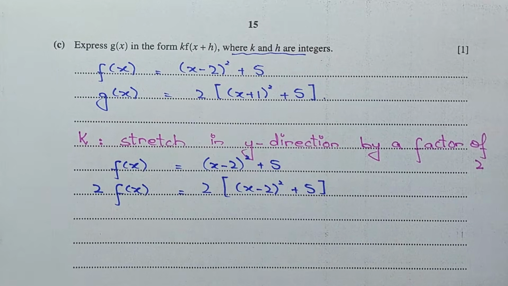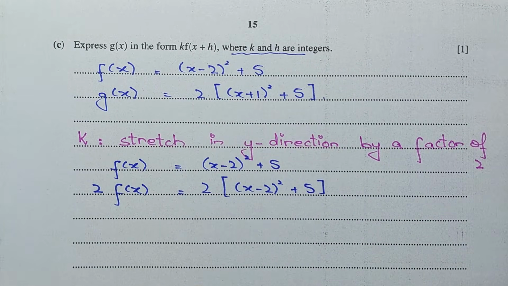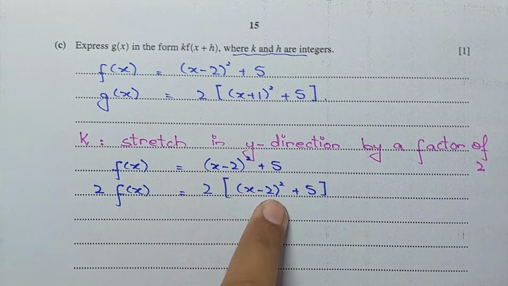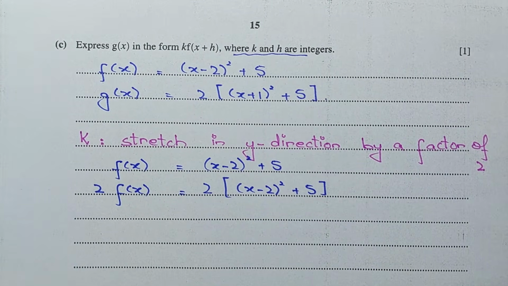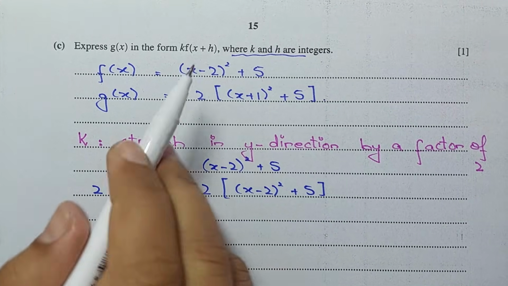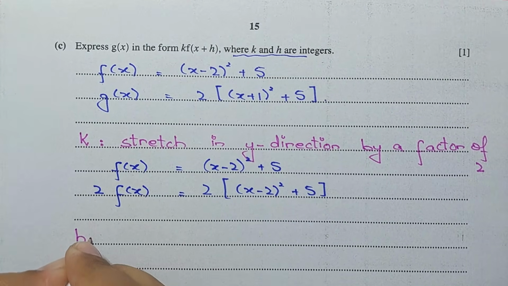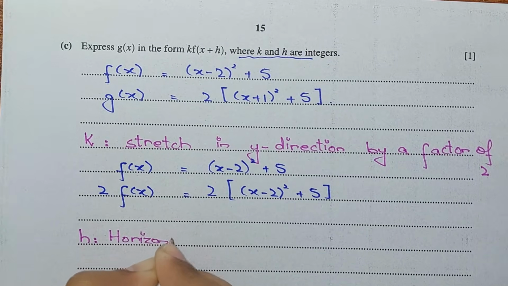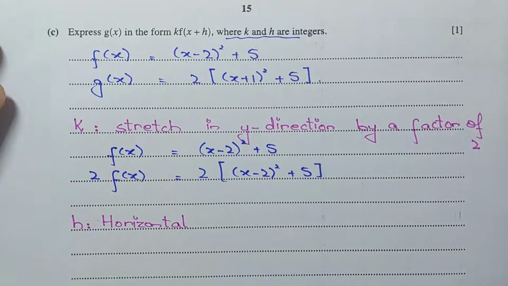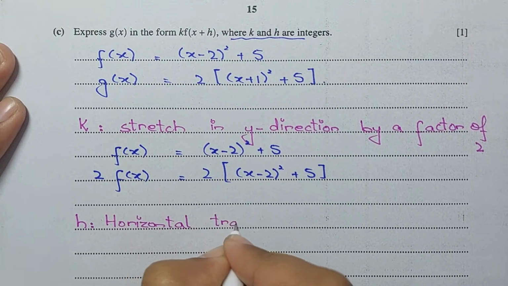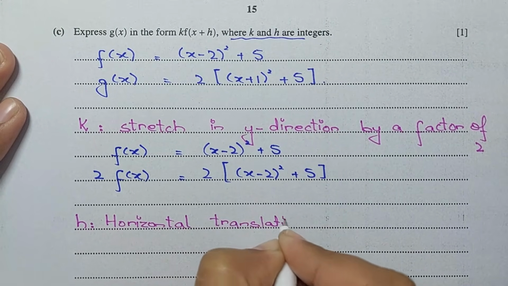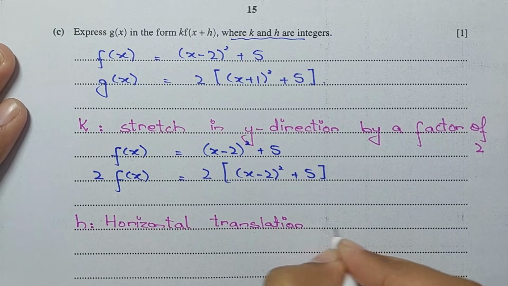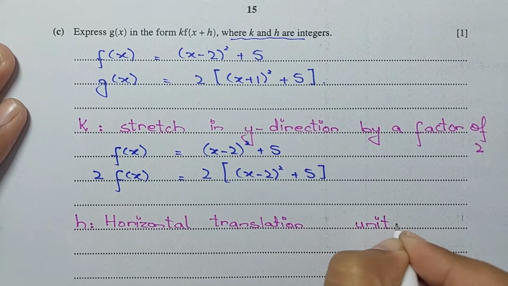h and k are integers, 2 is an integer, right? So when you put 2 plus 5, now just this thing is plus 1 and this thing is minus 2. Okay, so what would be the h value? This h is basically the horizontal translation. Anything added with the x value. Horizontal translation, some units it's positive h, so it's left. Some units left.